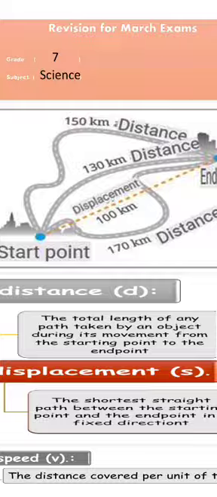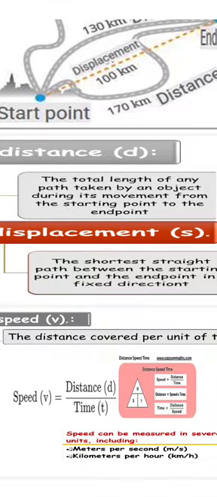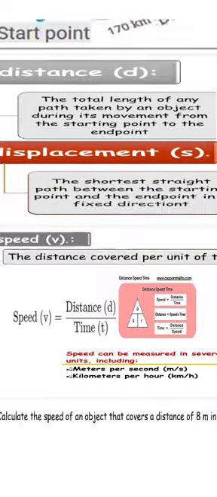So there is a difference between distance and displacement. Distance is the total length of any path taken by an object during its movement. But displacement is the shortest straight path, or shortest straight line, between the starting point and the end point.